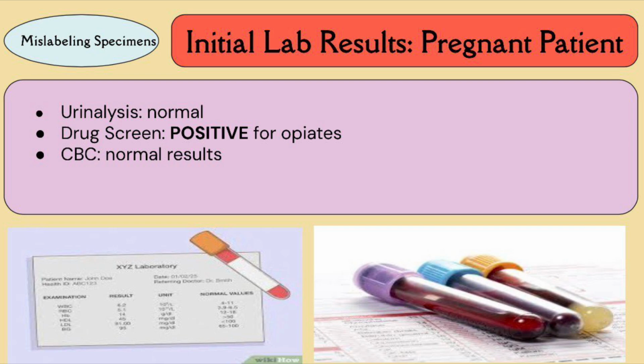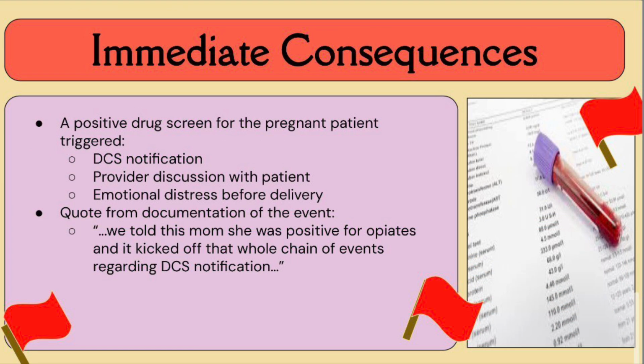The immediate consequences. Because the pregnant patient's drug screen was reported as positive for opiates, hospital policy required notifying DCS, also known as the Department of Children's Services. The patient was informed shortly before giving birth, as documented in the chart. This result triggered an entire chain of events, including the DCS notification.